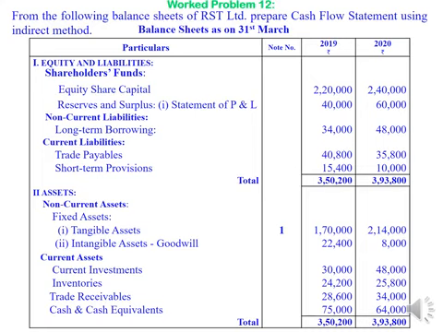Tangible assets details are given in the note number 1. That note number will be given in the next slide. Intangible assets, it consists of goodwill, then current investments, inventories, trade receivables, cash and cash equivalents separately are given. So let us solve this problem also.